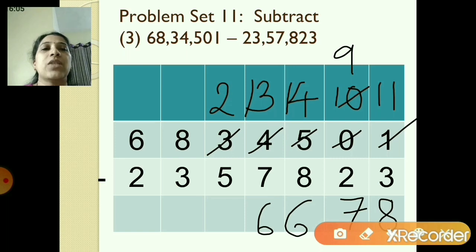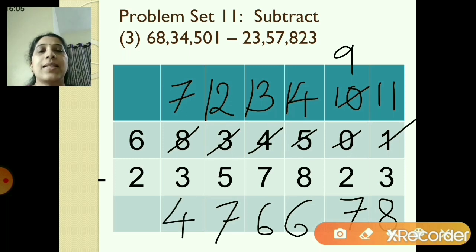Now 2 minus 5. Again you cannot subtract 5 from 2. So you are going to borrow 1 from the lakhs place. So in the lakhs place it will become 7, and in the 10,000s place it will become 12. So 12 minus 5 is 7. Now 7 minus 3 is 4. And 6 minus 2 is 4.